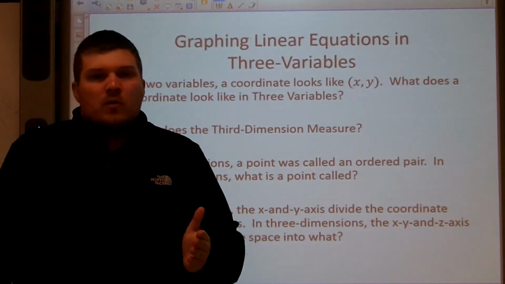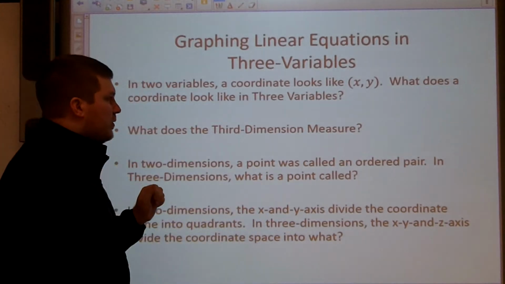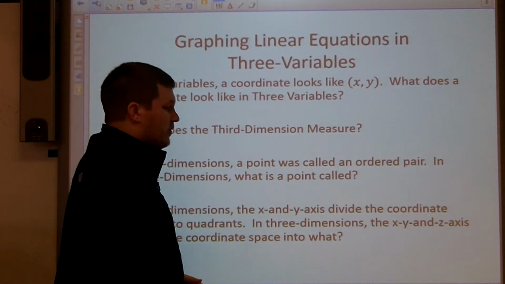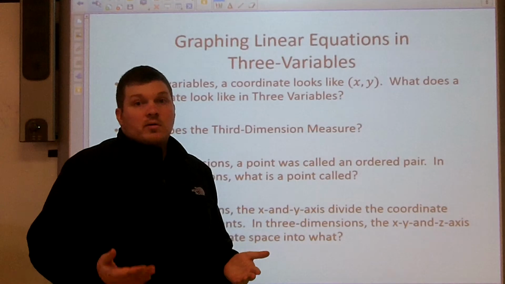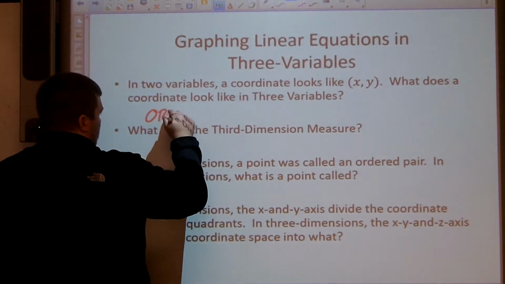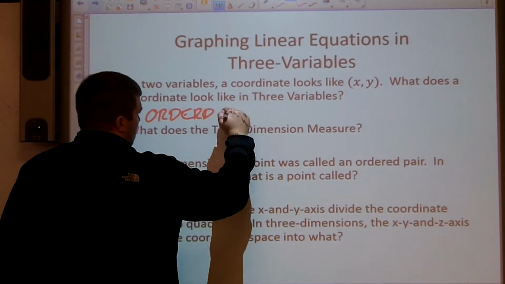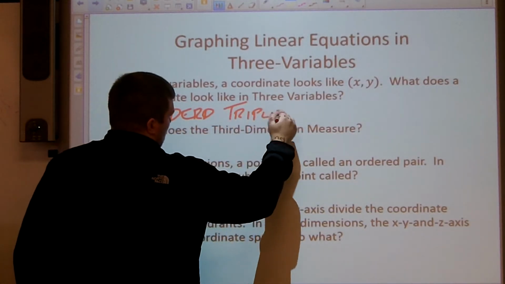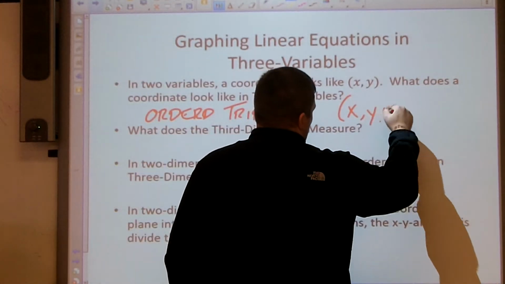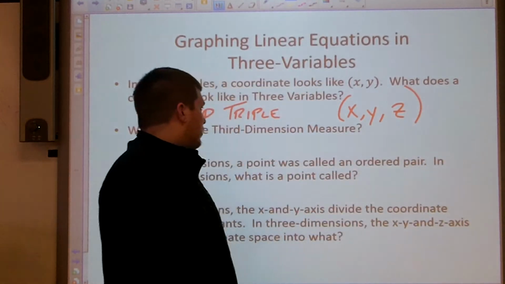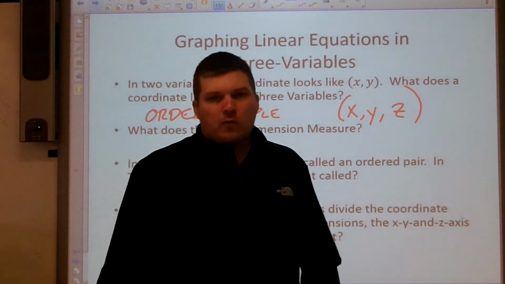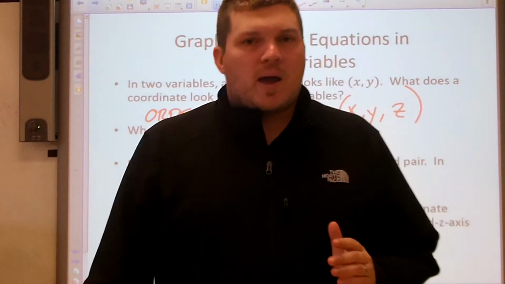Alright, so we know that in 2D, the ordered pair is x comma y. Well, obviously then for 3 variables we need what's called an ordered triple. So this is going to be called an ordered triple, because we have 3 variables. Now x and y stay the same, but now we add z. So just alphabetical order.